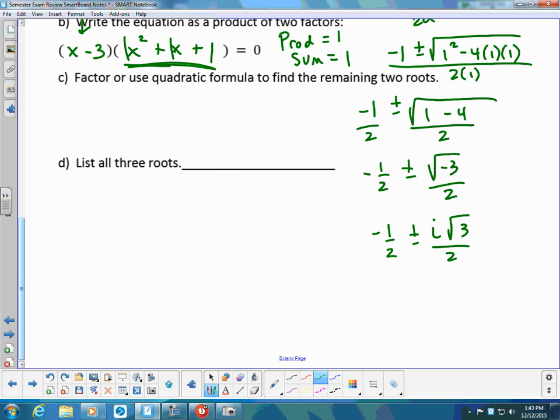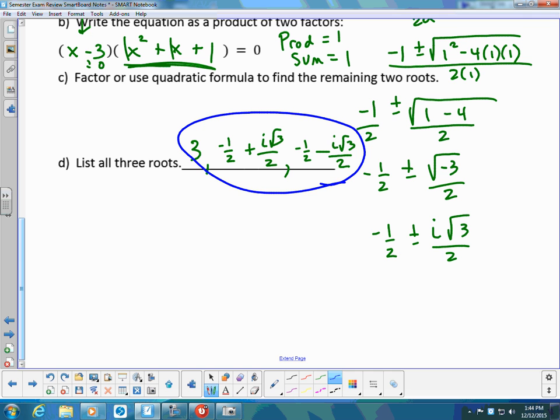And those would be 2 of the 3 roots, and of course setting this equal to 0, we get 3. So 3 is one root. Negative 1/2 plus i radical 3 over 2 would be another root, and then negative 1/2 minus i radical 3 over 2 would be my third root. So these would be the 3 roots for this equation.